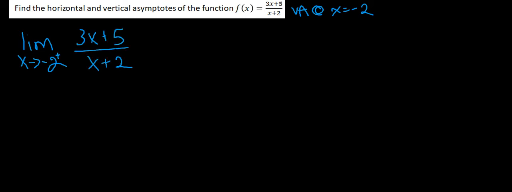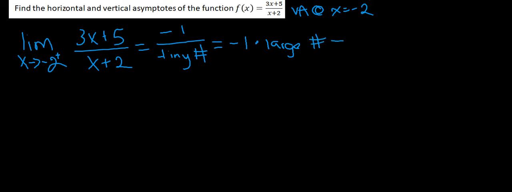x plus 2. And I'm going to get 3 times -2 is -6, and 5, we're going to get -1 over -2, something a little bit bigger than -2. That's going to be a positive small number. I haven't used this yet, but my calc teacher likes to call it a tiny positive. But it's the same thing as just a small positive number. So this is going to be the same thing as -1 times a large positive number. So in this case, that would be negative infinity.